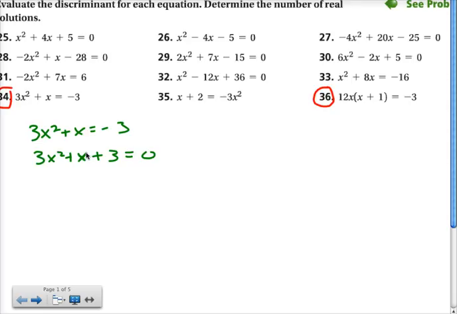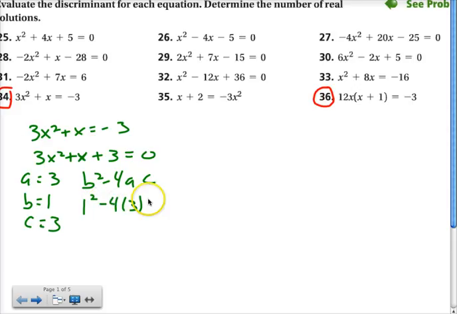So that would give us 3x squared plus x plus 3 equals 0, where a is 3, b is 1, and c is 3. And we just evaluate the b squared minus 4ac. So 1 squared minus 4 times 3 times 3. That's going to give us 1 minus 36, which is a negative 35.